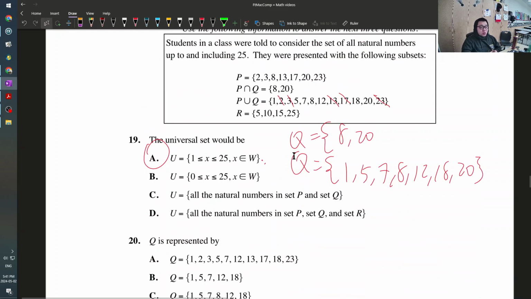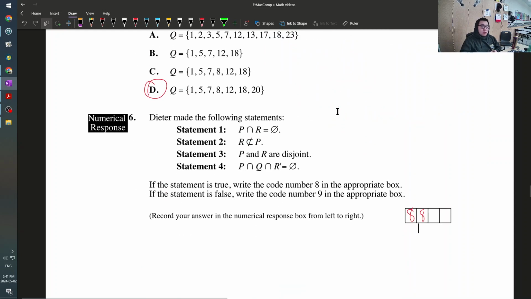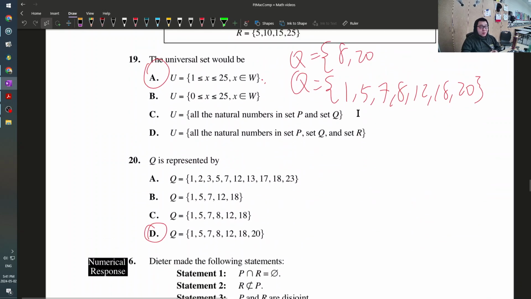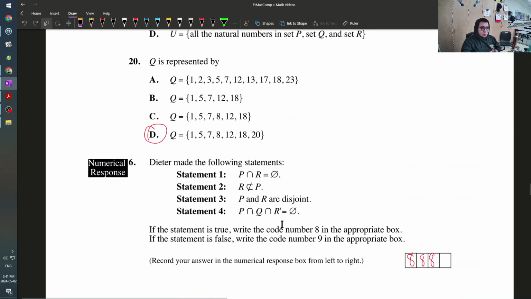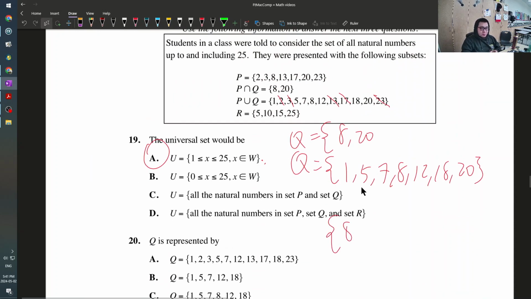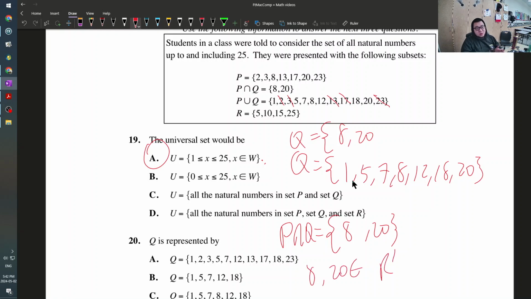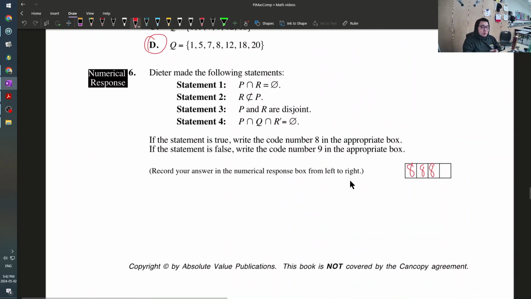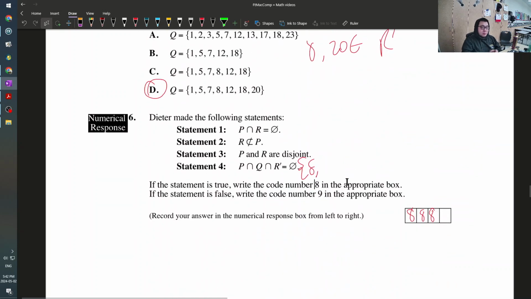P and R are disjoint, so that means there are no common elements between P and R. 5, 10, 15, 25, 5, 10, 15, 25, which is correct because there are no elements in common for both of them. P intersect Q intersect R complement. So P intersect Q is equal to 8 and 20, right? And then what is in not R? Both 8 and 20 are in not R because they're not in R. So this entire thing has two elements, 8 and 20. It doesn't have zero elements, it has two elements. So it is wrong, 9.